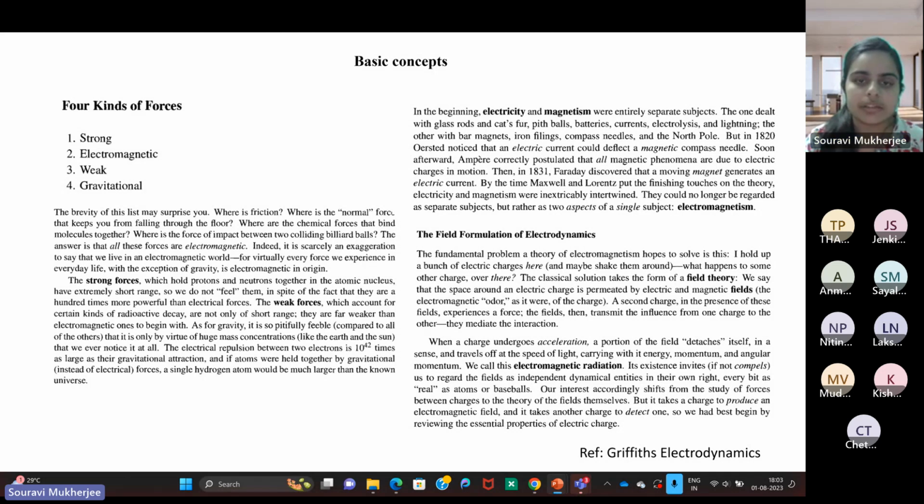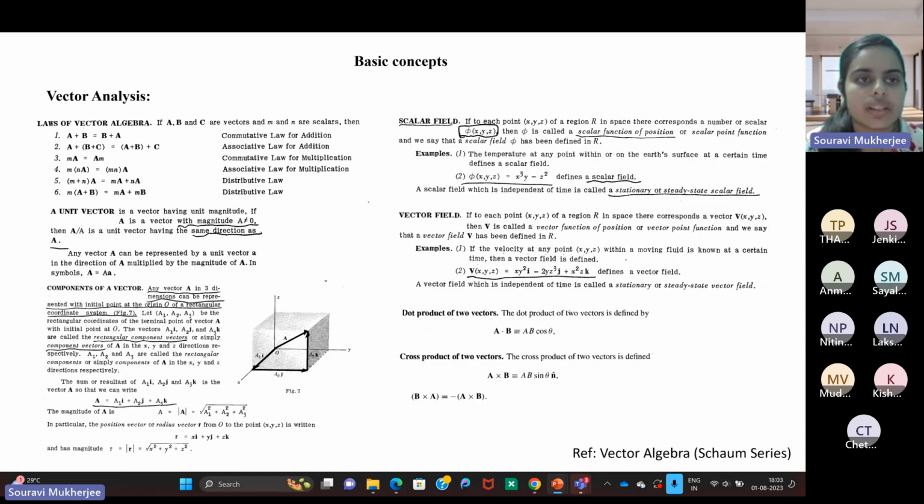Now, what we need to revise is that the basic concepts of vector analysis are very important in all aspects of mathematical physics, or if we do electrodynamics, or if we solve electromagnetic theory problems. In all of the cases, this is very fundamental math. I hope you already know about the laws of vector algebra: addition, subtraction, multiplication.